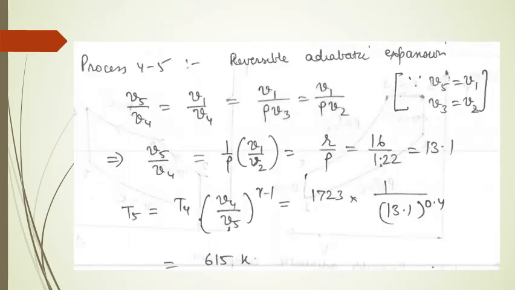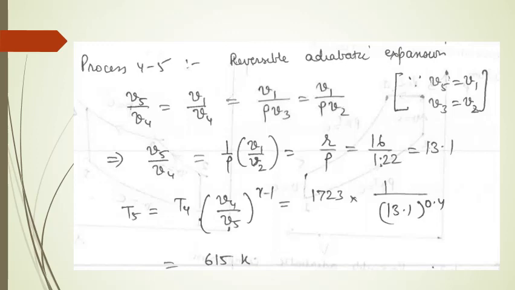Reversible adiabatic expansion, which is indicated by 4 to 5. For this we can say V5 upon V4 is equal to V1 upon V4, because V5 is equal to V1, and V4 can be written as rho V3, and since V3 and V2 are one and the same, means V3 is equal to V2, so you can write basically it as the ratio of V1 and rho V2. So V5 upon V4 is eventually V1 upon rho V2. So this gives me the value of V5 upon V4 as 13.1.